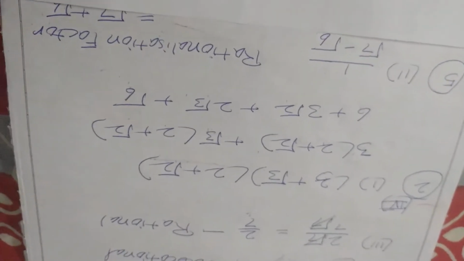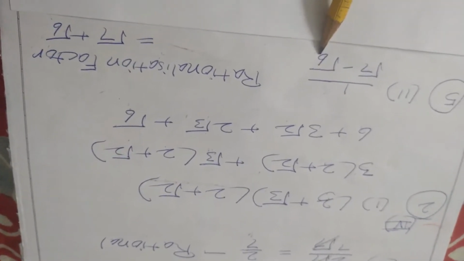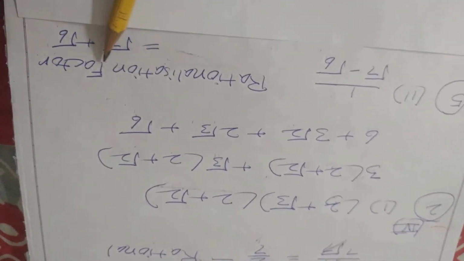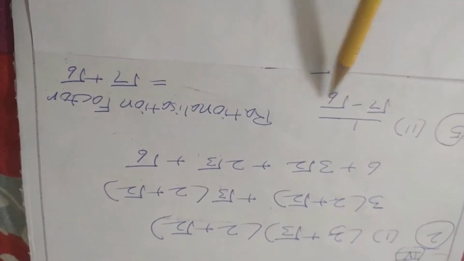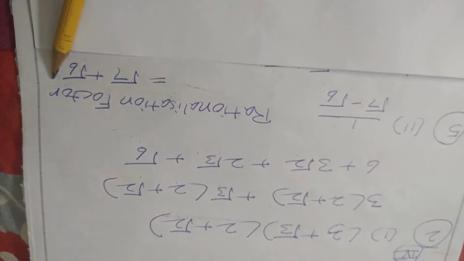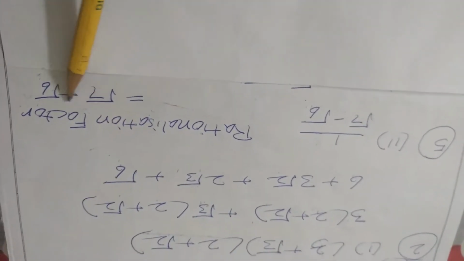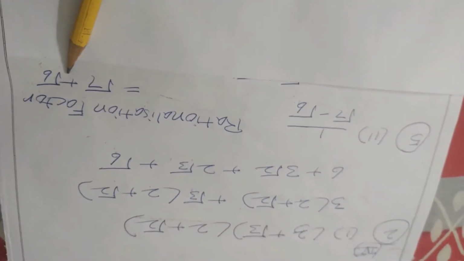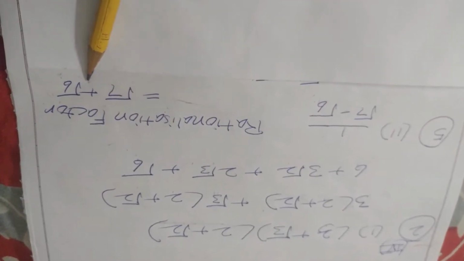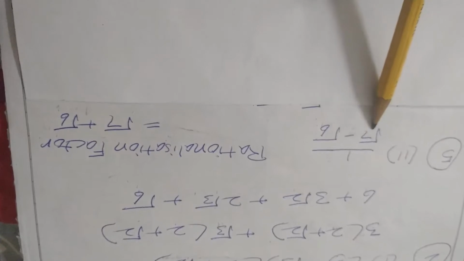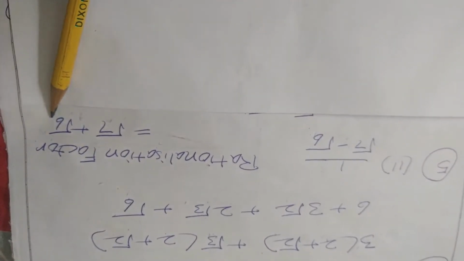Now in question number 5, we have to rationalize 1 upon root 7 minus root 6. In this case, the rationalization factor is root 7 plus root 6. Just change the sign to get the rationalization factor. If there is a minus, then in the rationalization factor we have a plus sign, and if there is a plus sign, then in the factor there is a minus sign. So in this question, root 7 minus root 6, the rationalization factor is root 7 plus root 6.